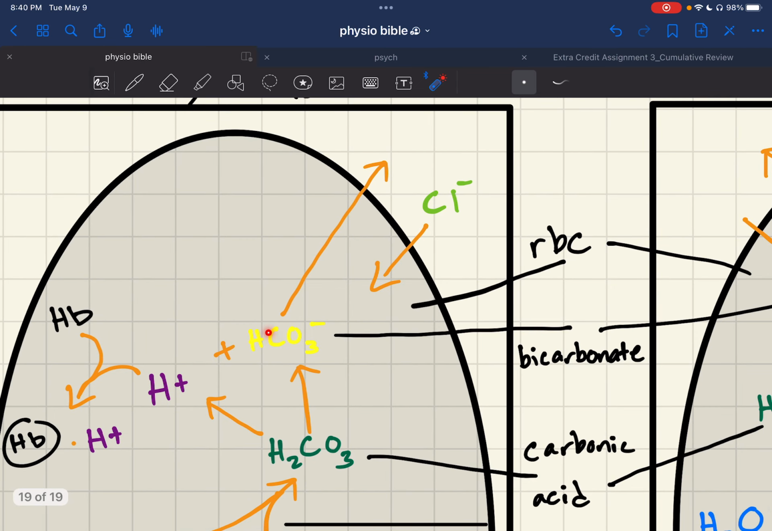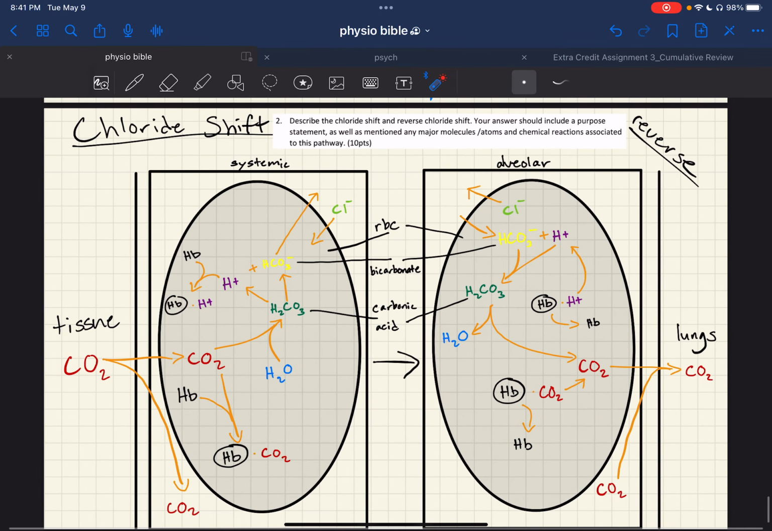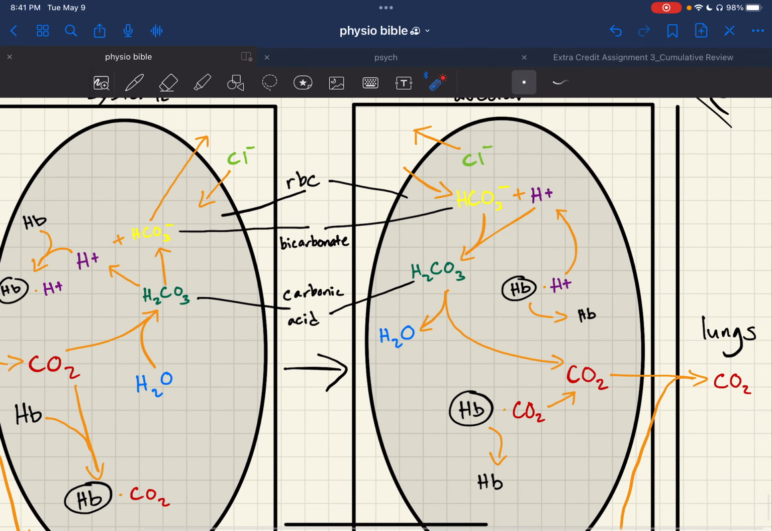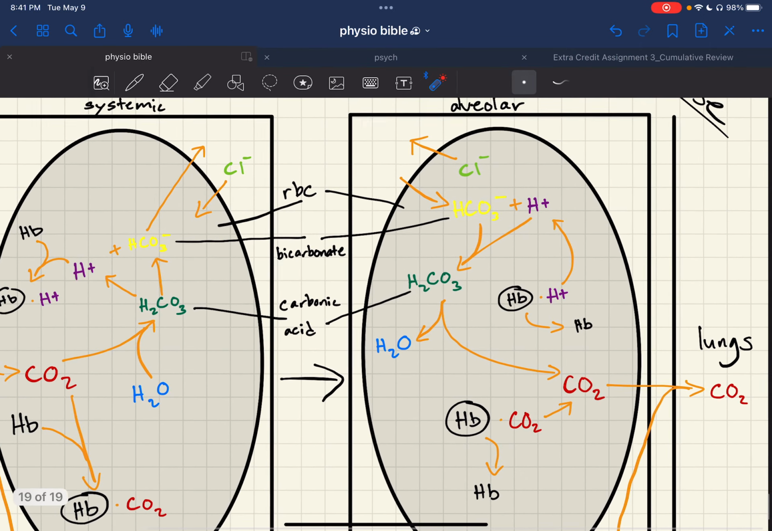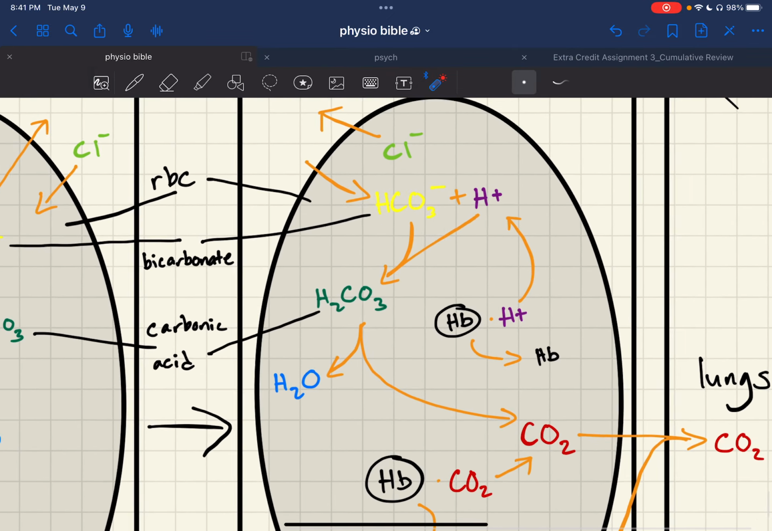And this buffer leaves the red blood cell to enter the plasma, and to take its place, to keep that charge, we have chlorine here that is in the plasma and then enters the red blood cell. So after these components, the carbon dioxide and the hydrogen ions are traveling through the bloodstream in this red blood cell, they finally get to the capillaries and the alveoli of the lungs.